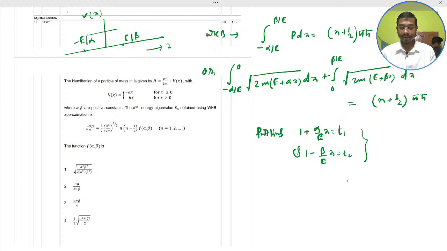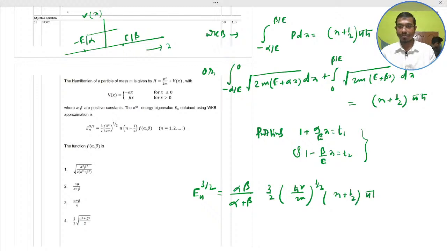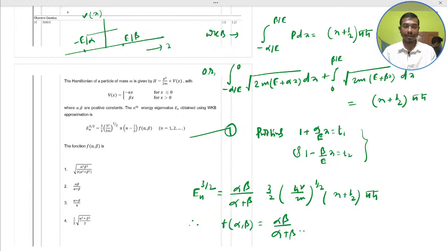So you would get E_n to the 3 by 2 equals alpha beta divided by alpha plus beta, times 3 by 2 h cross by twice m to the power half, into n plus half pi h cross. Compare with the given equation number 1. Therefore you would find the function f of alpha beta is alpha beta by alpha plus beta. Option 2 would be the correct one. Next.